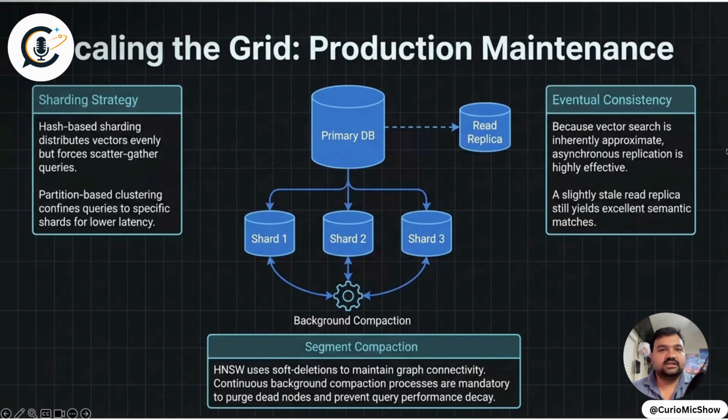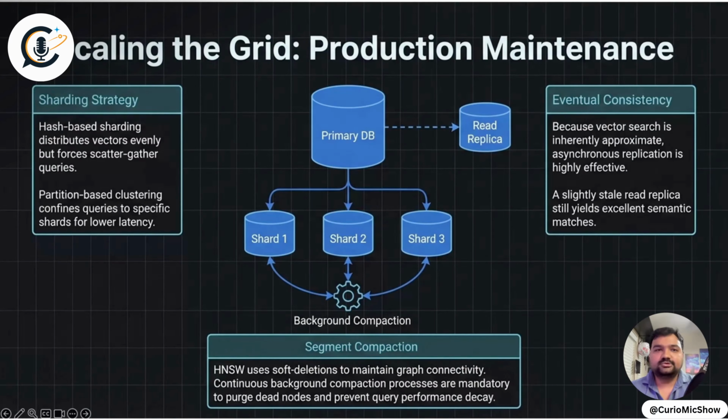So let's scale the grid: production maintenance. At scale, a vector database needs a maintenance strategy. First, sharding. Hash-based sharding distributes vectors evenly, but it may force scatter-gather queries across shards. Partition-based clustering can reduce latency by keeping related vectors together.